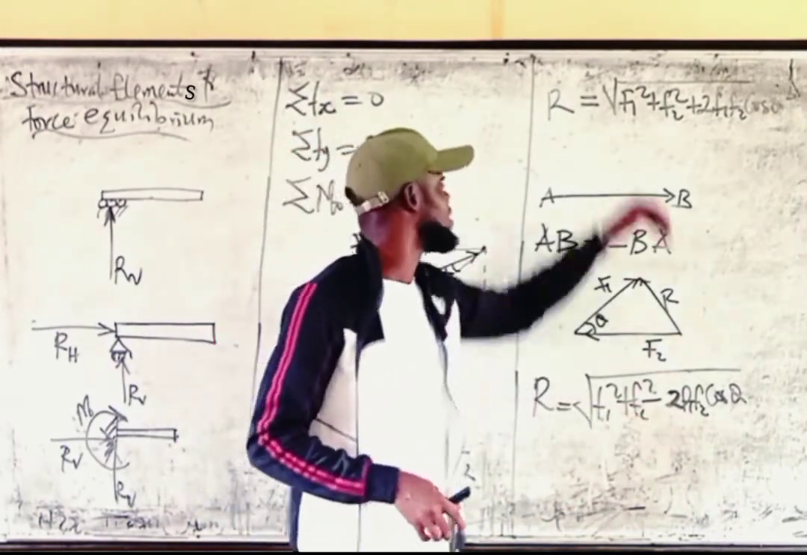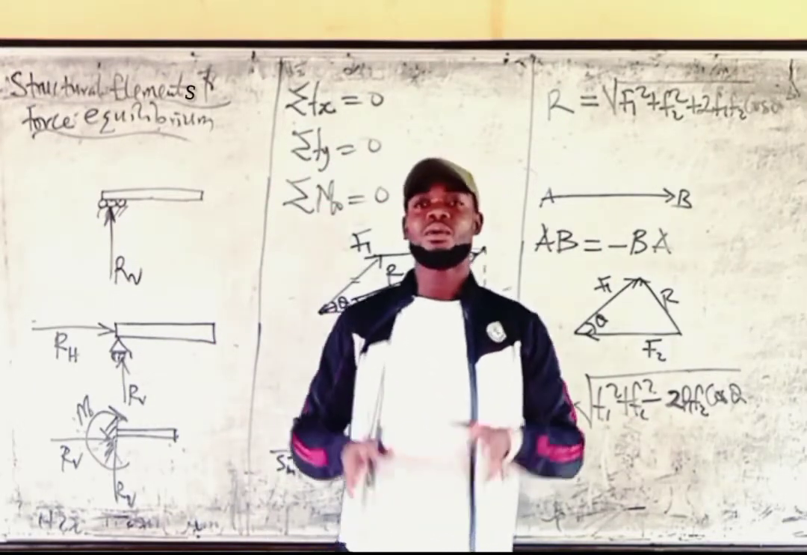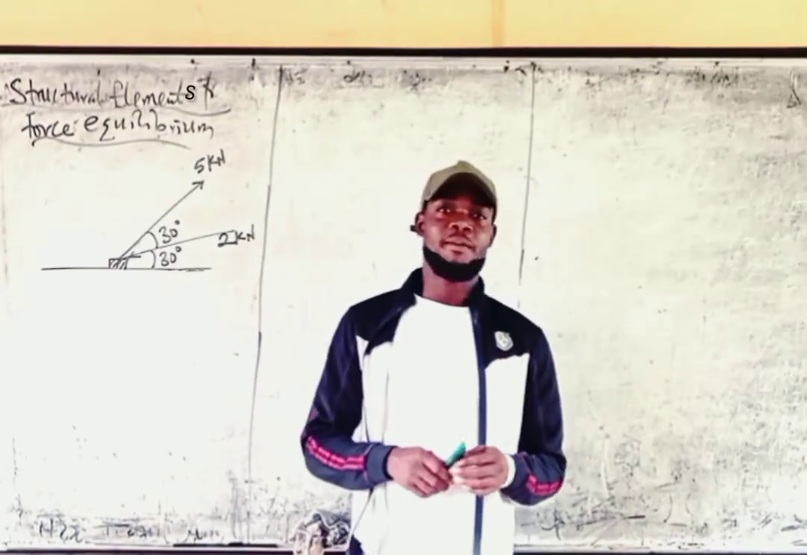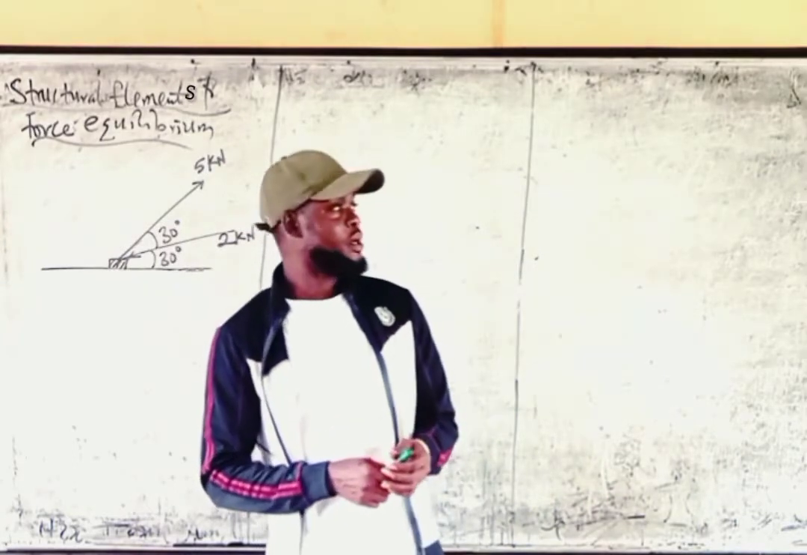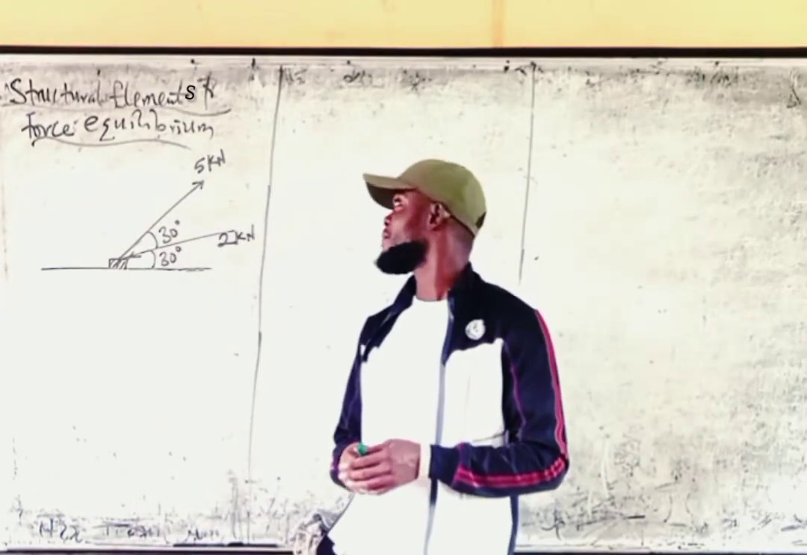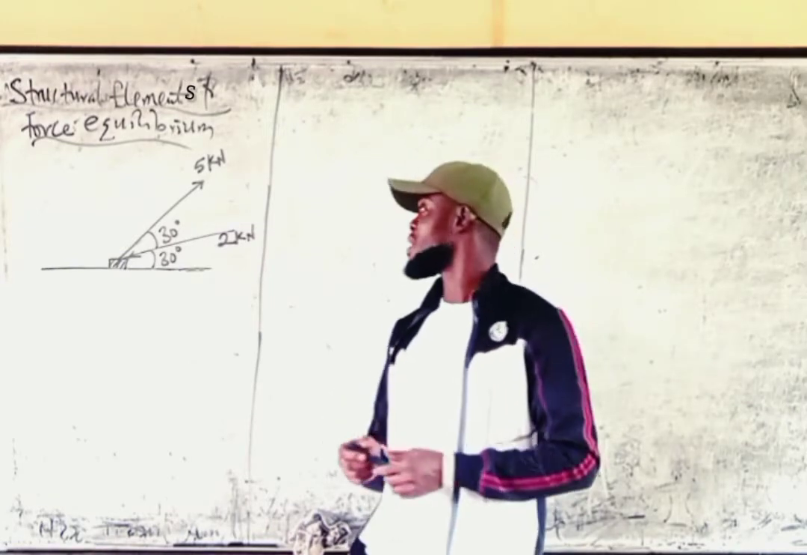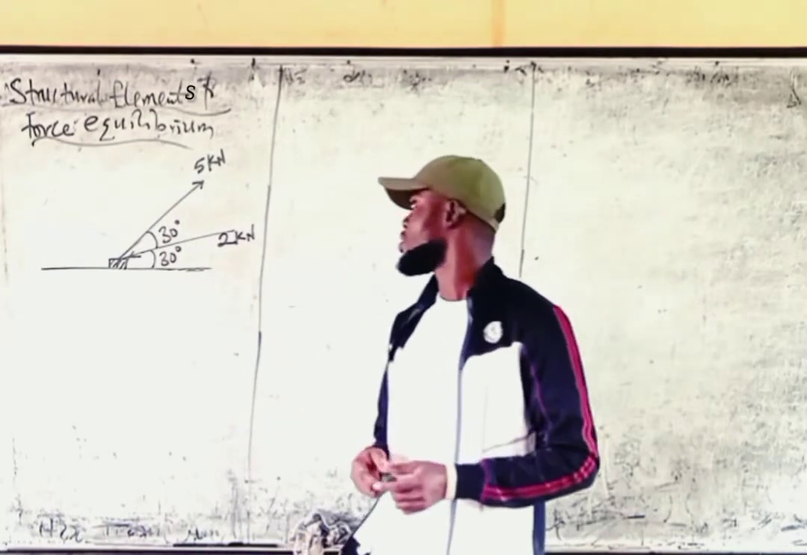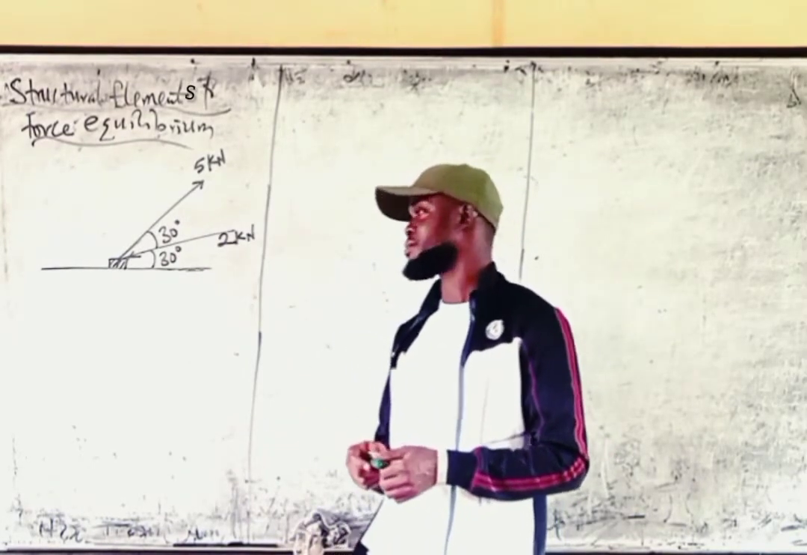I'll use this and solve the example so you know what we are trying to see. So let's look at the first example. Example 1. You can write the question down. It goes like this. A pull of 5 kilonewtons and a push or a thrust of 2 kilonewtons are acting on a peg.